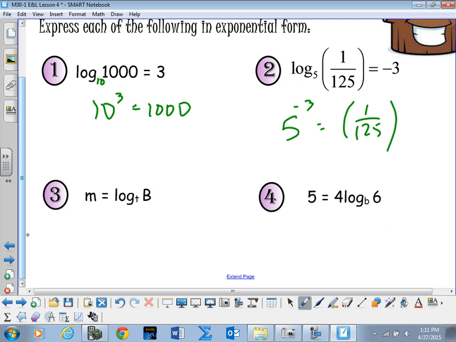M equals log base t of b. This is just to show you that for any letters, variables, if they're in that position, t is the base, m is the exponent, b is what the exponential form will equal. Number 4 is a little different because we have a log with a coefficient in front. Before I switch a log to exponential, I have to get it by itself. So I need to divide by 4.